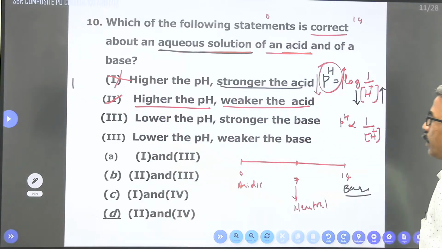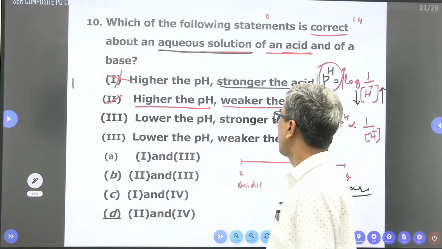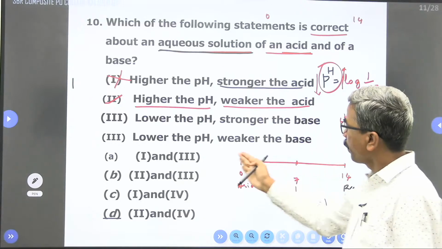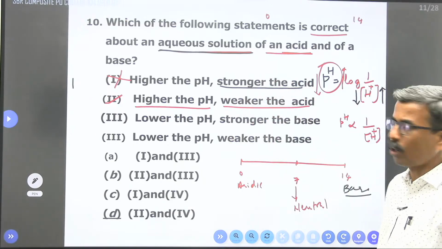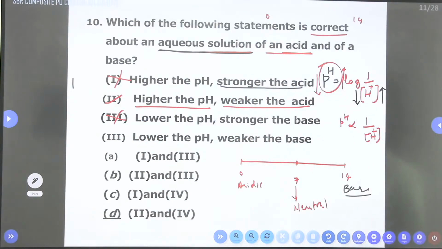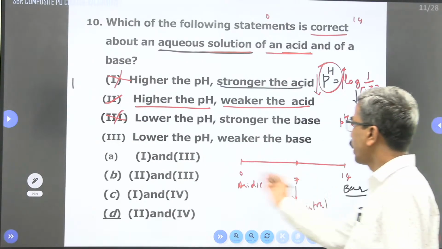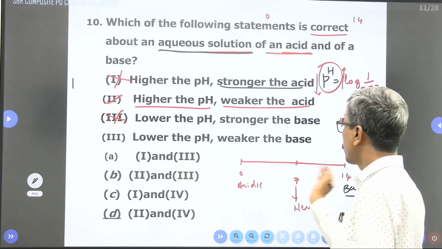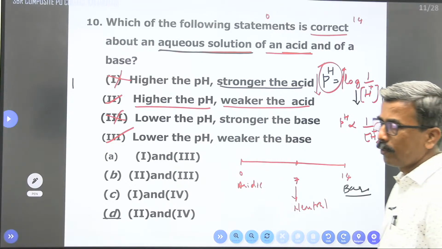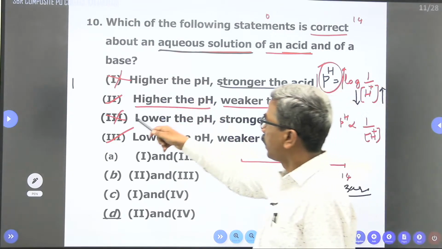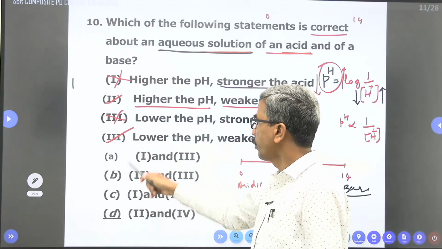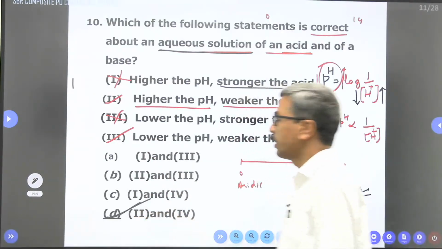When you go to the next one, the statement they have given is: lower the pH, meaning the pH value will be smaller, stronger is the base. It cannot be. Lower the pH, stronger is the acid. That's why this cannot be the option. Now, lower the pH, weaker the base. Definitely, if the pH value is less, the base will be weaker. So this is also going to be correct. Based on that, in the given options, the second and fourth are the correct statements. So out of the given A, B, C, D, D is the correct option.